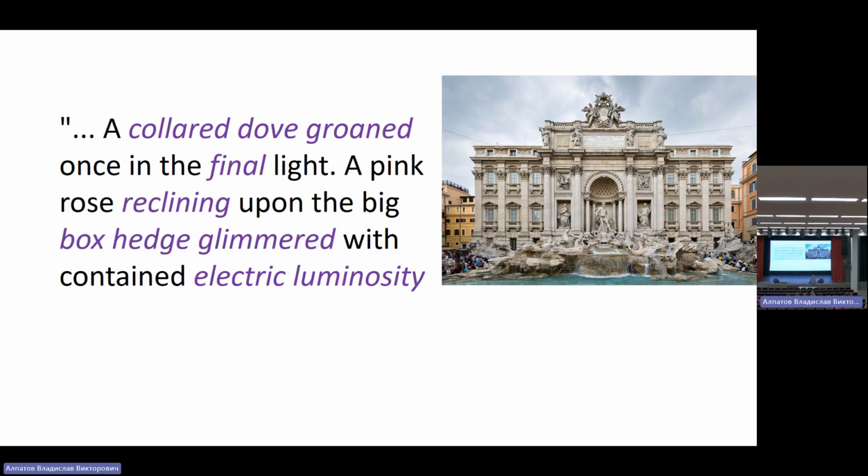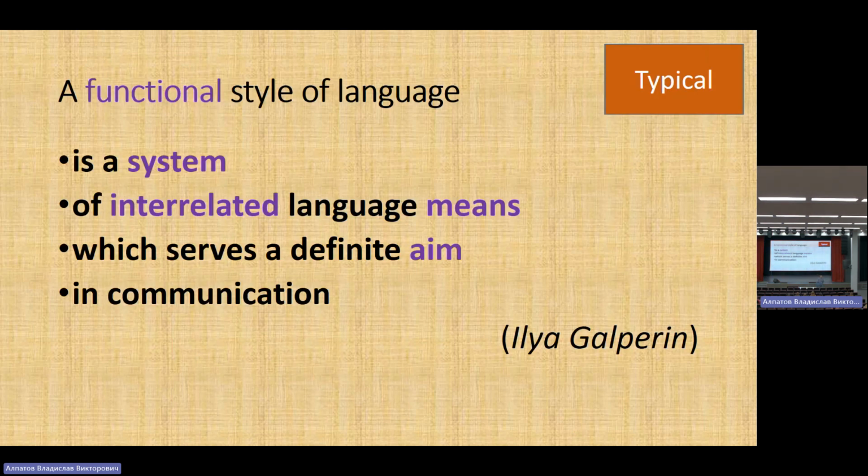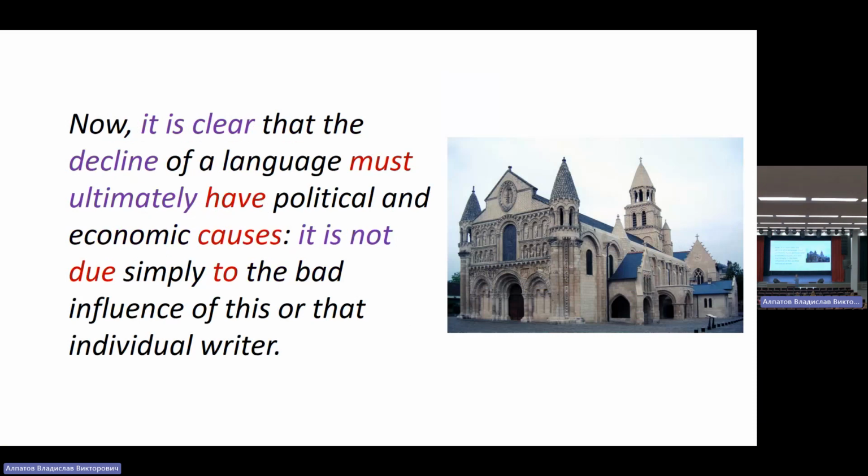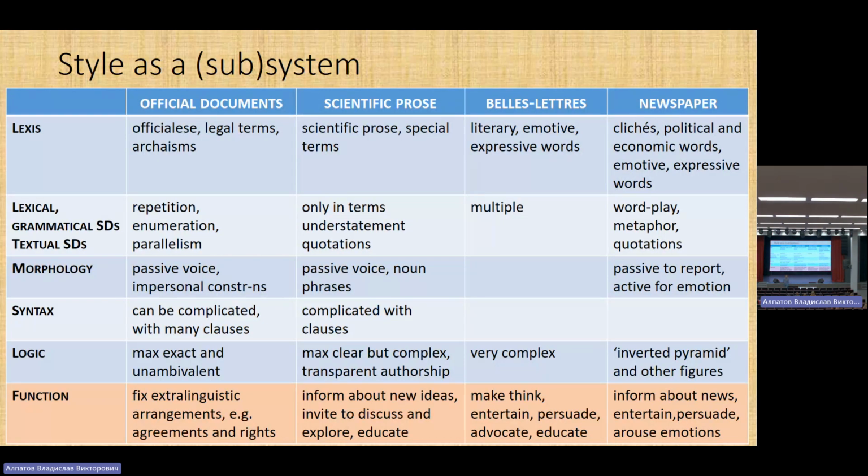We can continue. If we come back to the definition of a style by Ilya Galperin, we'll see that this is a system. Not only the words, not only the vocabulary, it's grammar, it's function, it's aim, it's the material, so to speak. And this gives us, for example, this sort of table. I haven't included the publicist style just for visual purposes, just to have these four styles on one slide. So we see that the lexis varies from style to style. Grammar, morphology varies. Syntax has its own syntactical features, logic and function.